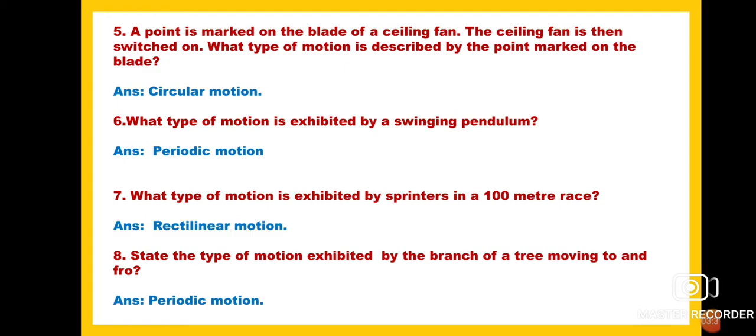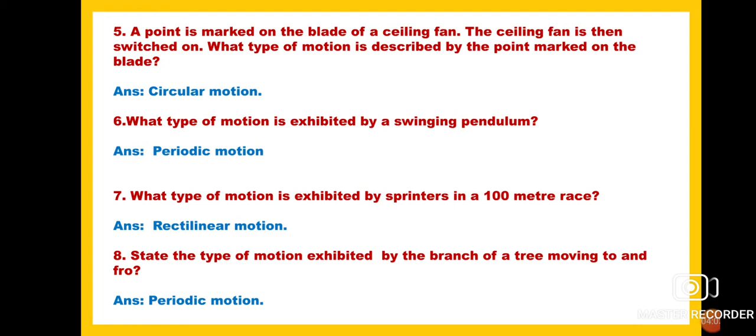Okay. Next, number 7. What type of motion is exhibited by sprinters in a 100-meter race? Okay, so a 100-meter race or 50-meter race, whatever, like when you all take part in your annual sports, you all move in a straight path, isn't it? A track is drawn, and over there you have to run, isn't it? So the sprinters in a 100-meter race follow rectilinear motion.